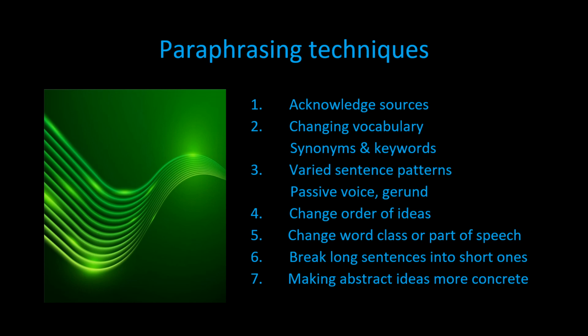Now, what techniques can we use for paraphrasing? The first technique to remember is acknowledging sources. You can use introductory sentences like A states that blah blah blah. B argues that blah blah blah. C believes that blah blah blah. D compares blah and blah. E describes blah blah blah. And this introductory sentence is followed by the year in brackets.